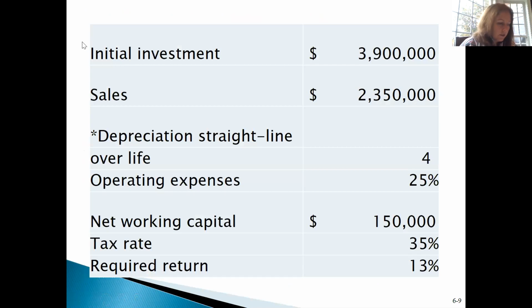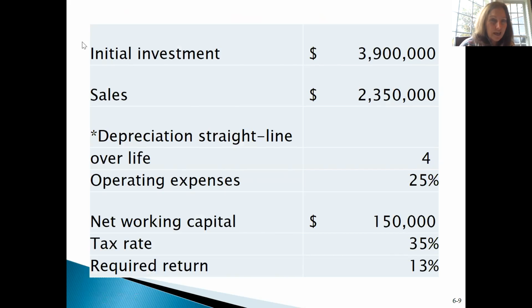So Gladys, tell me what was your initial outflow? So initial outflow was 4,050,000. Yes. How'd you get that? I added the capital expenditure with the net working capital. Good. This is a more standard case where we spend money to acquire the piece of equipment for 3.9 million, and we have to build up working capital. So we spend on working capital too. So we add those two together to come up with our total initial outlay of 4,050,000.